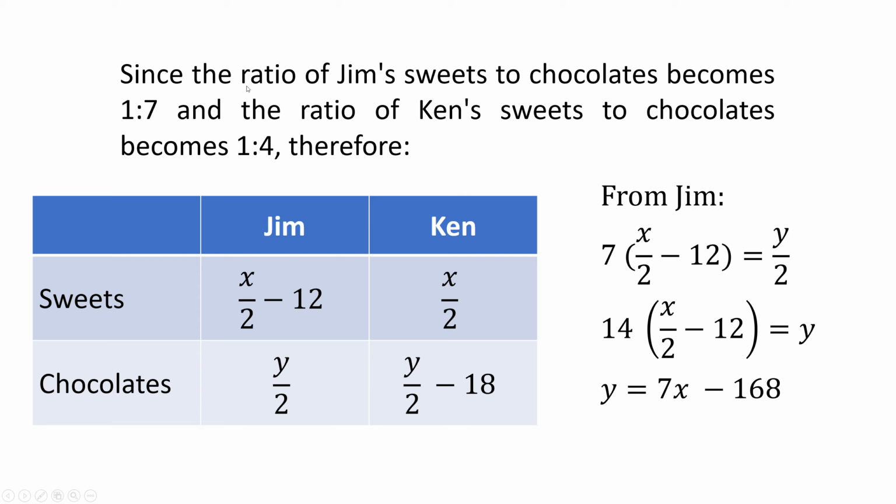Here we see that the ratio of Jim's sweets to chocolates becomes 1:7, and the ratio of Ken's sweets to chocolates becomes 1:4. So first we look at the case of Jim. The ratio of Jim's sweets to chocolates becomes 1:7. To derive the equation, we just have to multiply this portion by 7 times. 7 times X over 2 minus 12 will be equals to Y over 2. We multiply by 2 throughout, and we solve for this section, and we get Y equals to 7x minus 168.